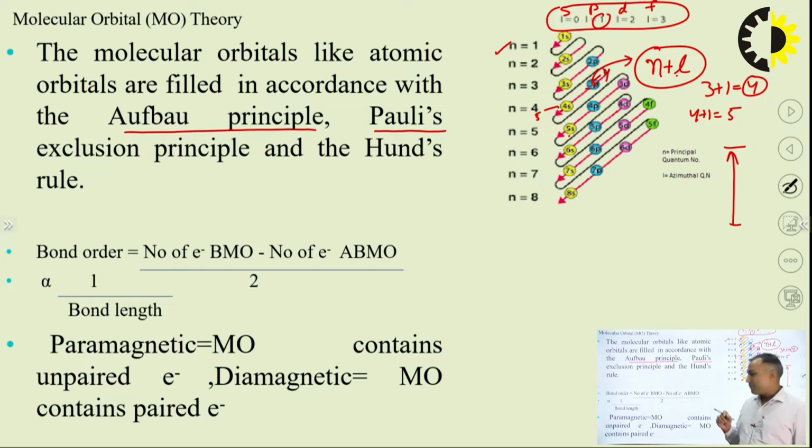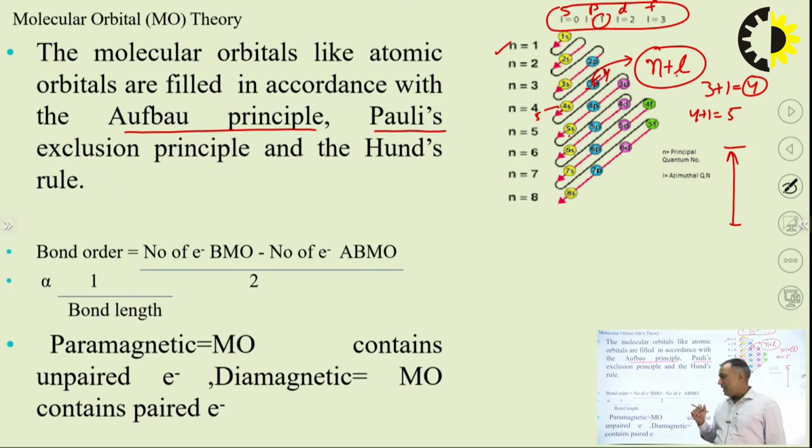Okay, so we will take more examples. Just for remembering, we have this formula. Just keep it in your mind and I will discuss further. If the bond order is high, there is an inverse relationship with the bond length. Bond order is high, then bond length will be low.